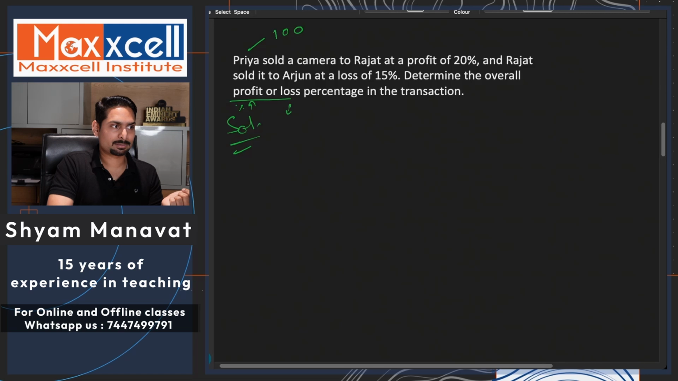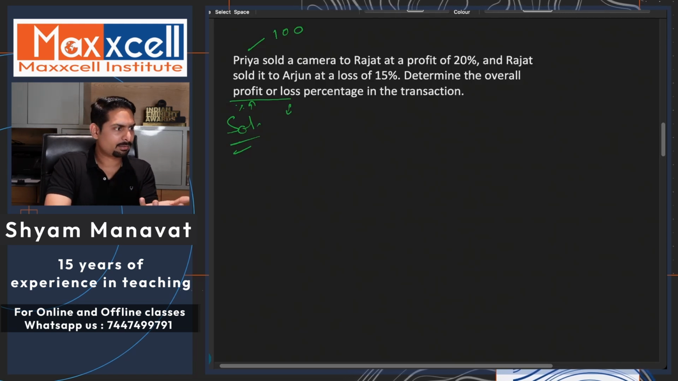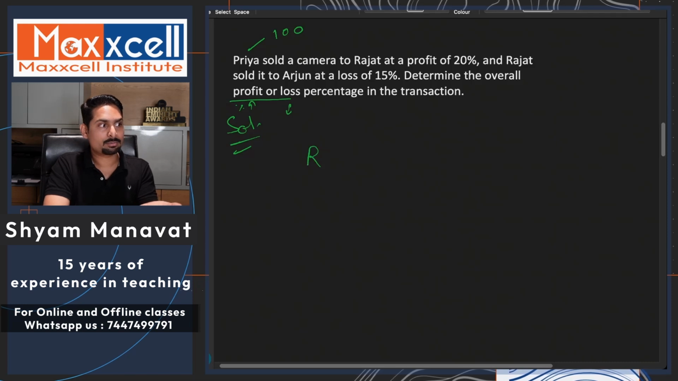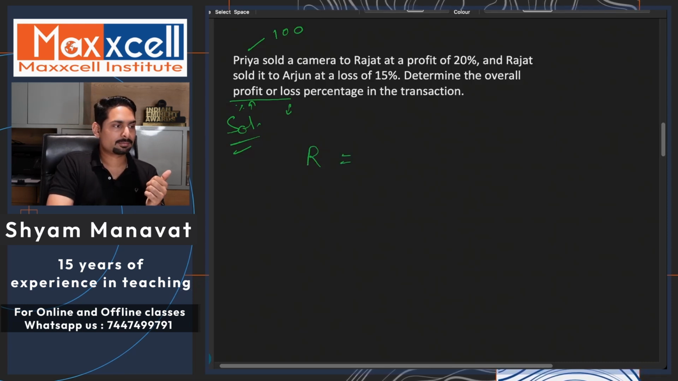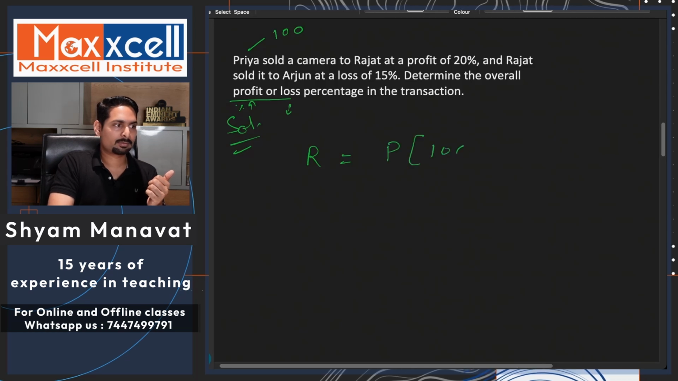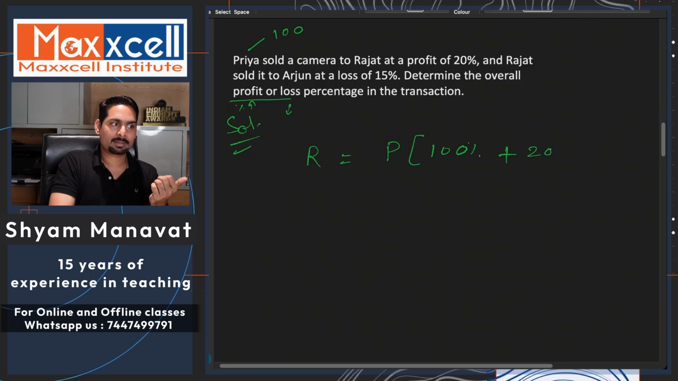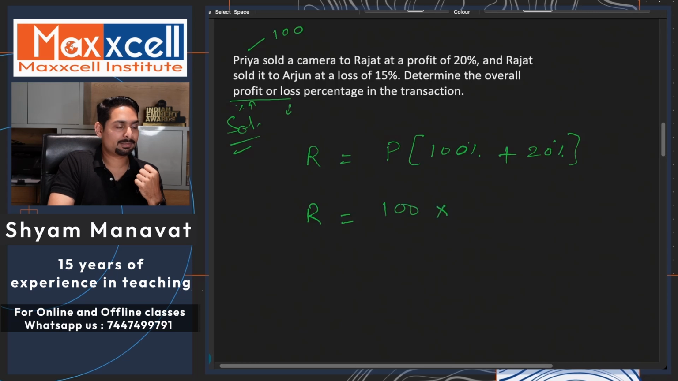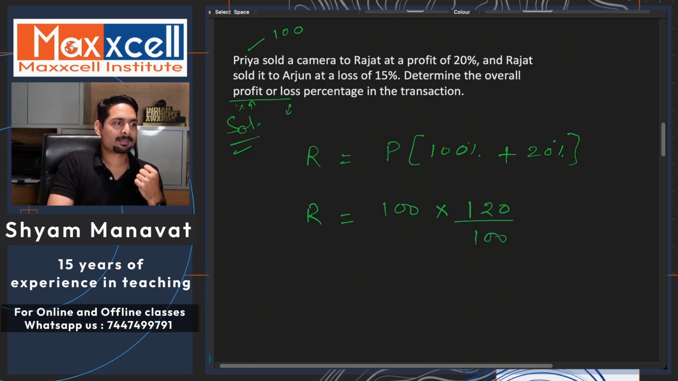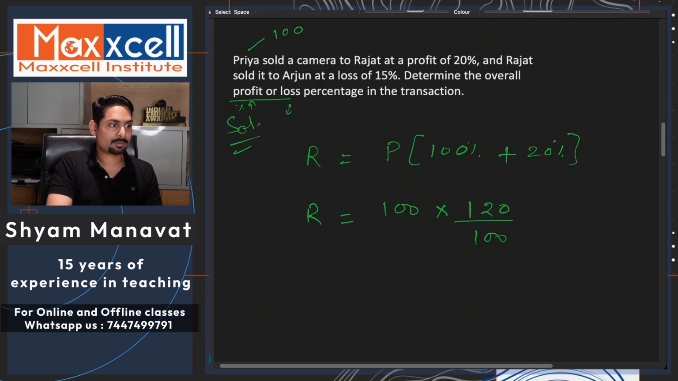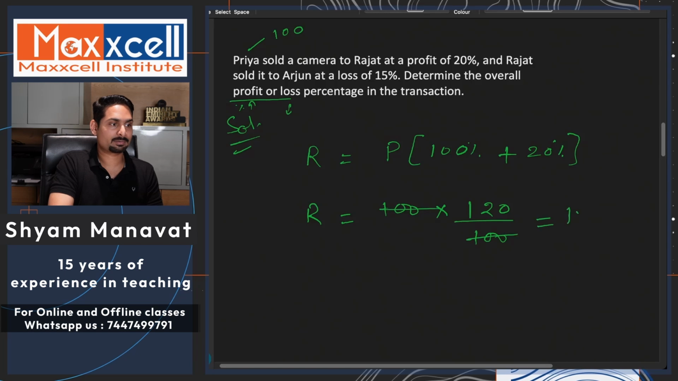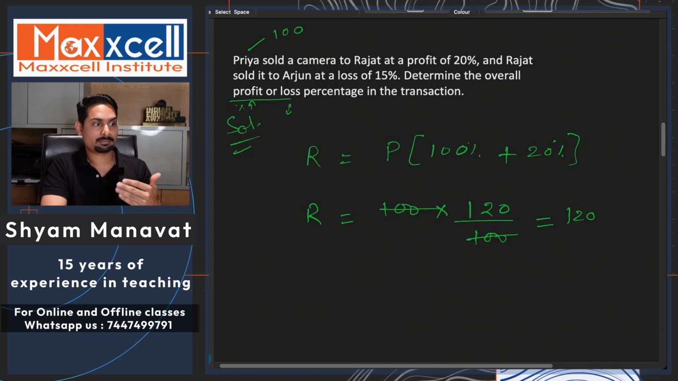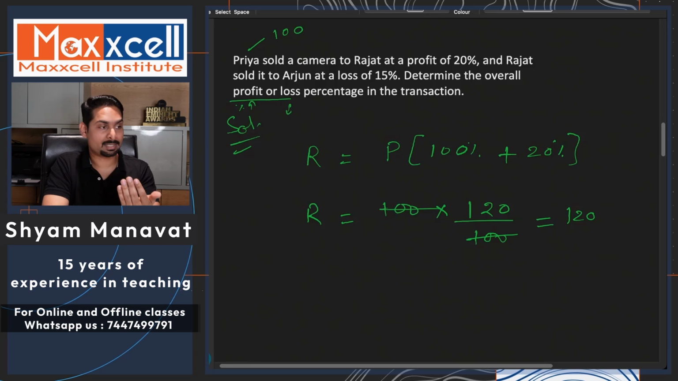Now, can I reduce some steps, because you know this already? I don't have to write again and again that Rajat equals Priya into 100 plus 20%. Will you be okay with that? Reduce the steps as much as possible, otherwise you won't enjoy these lectures. So Priya is 100, and Rajat is 20% more than 100, so we can directly say that is 120.